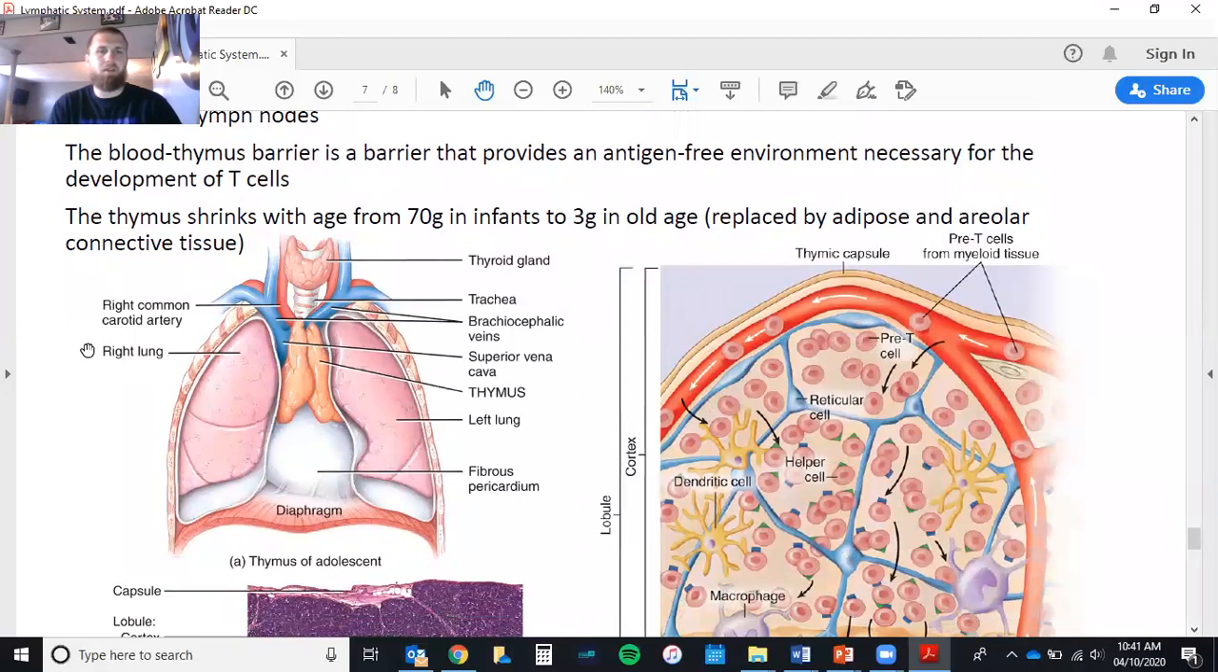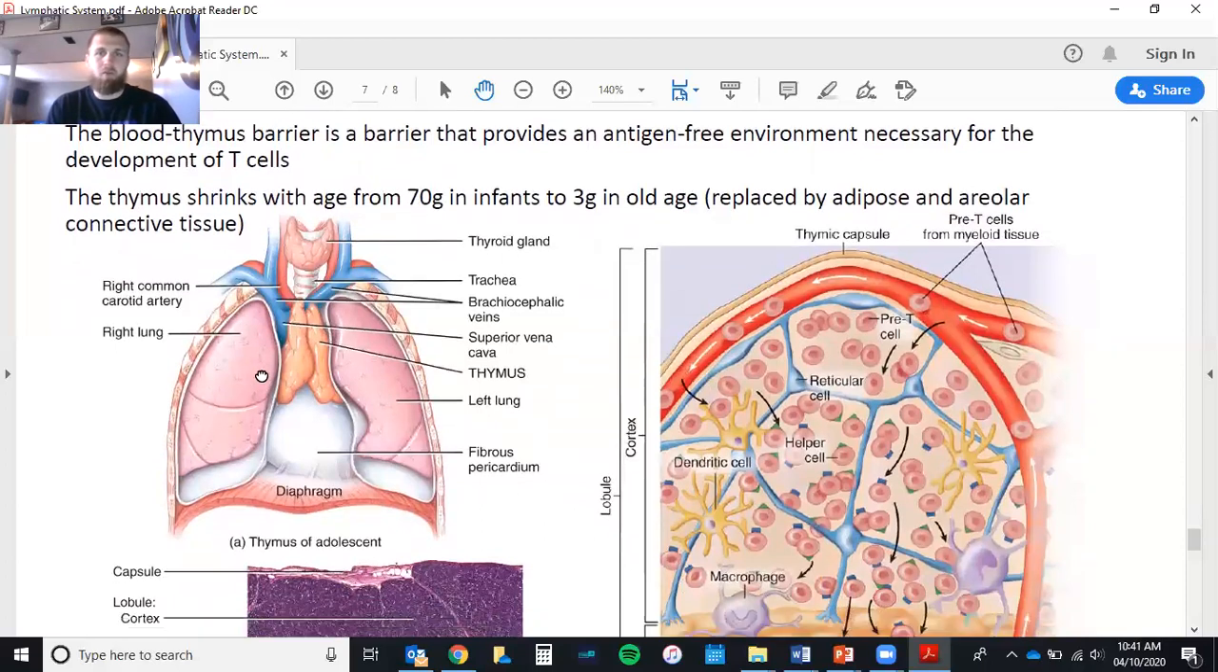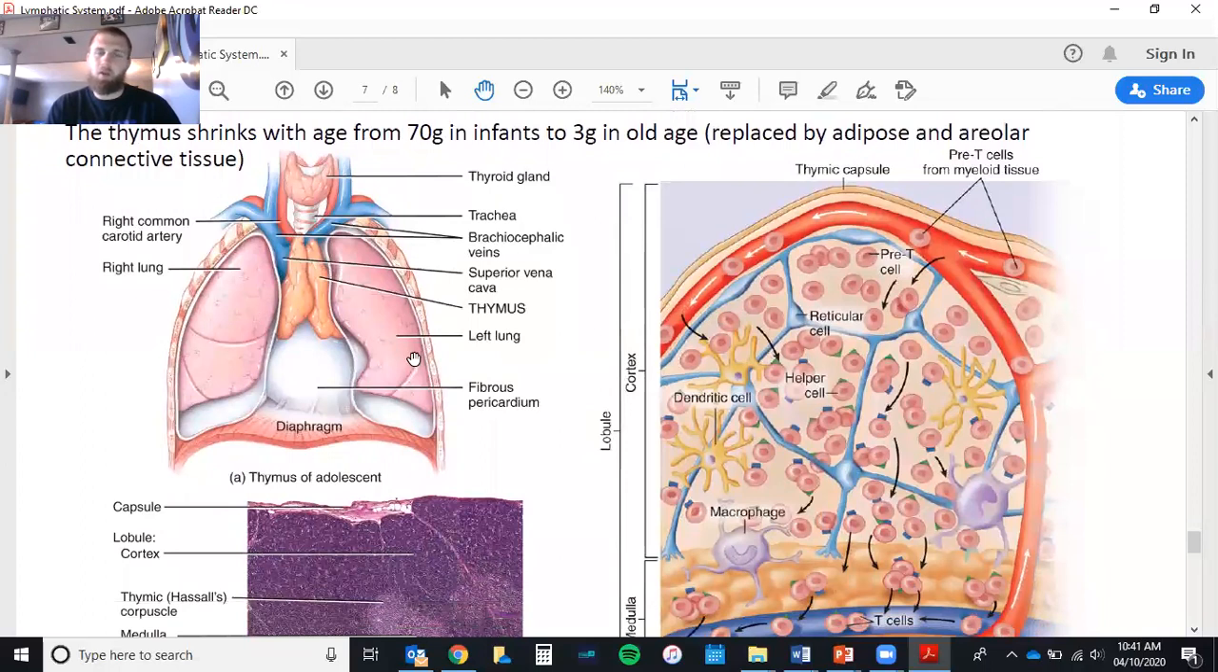And then the thymus, as we mentioned previously, shrinks as we get older to 3 grams in old age, whereas it's 70 grams in infants. So it's actually bigger. If you were to take an infant and an old person and set them on a table, the infant's thymus would be bigger. As we get older, it becomes replaced by adipose and areolar connective tissues.